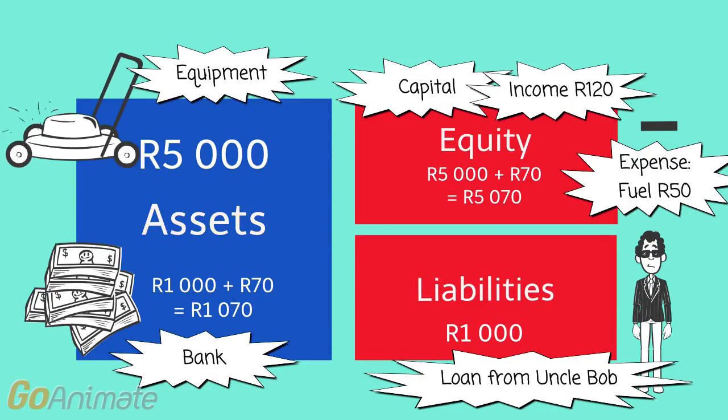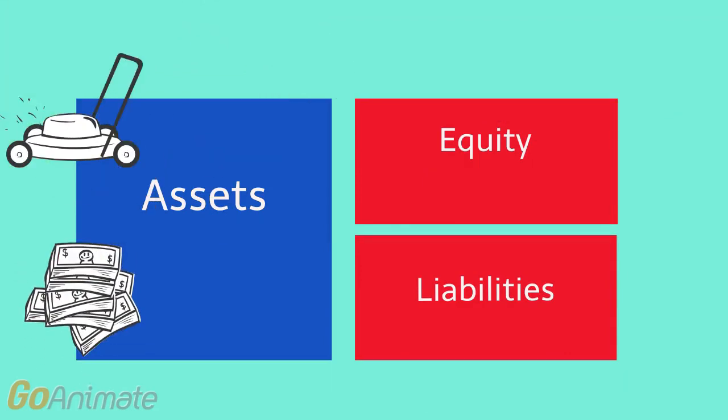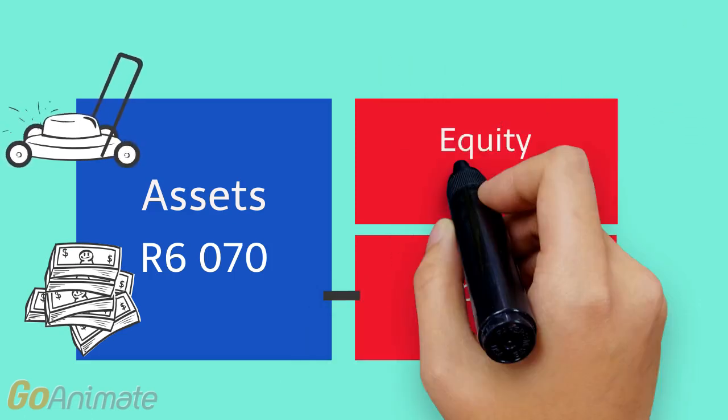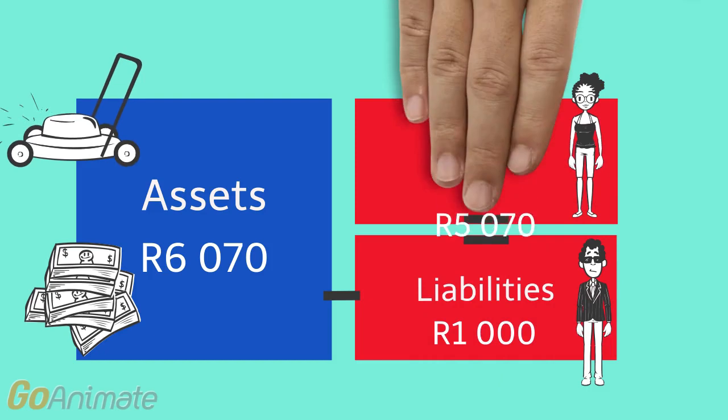So you see her assets of 5,000 plus 1,070, which is 6,070, and this is equal to her equity invested in the business of 5,070 plus the loan from Uncle Bob of 1,000 means that the two red blocks add up to 6,070, and the assets, the blue block, and the red block's equity and liabilities are equal. So Nandi has assets of 6,070. If we take away her liability of 1,000, it leaves her with her equity of 5,070.